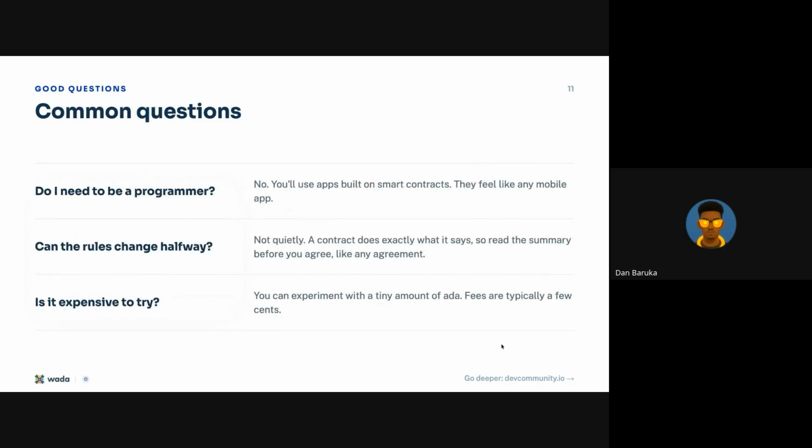Common questions. I know I should maybe ask this question. I know the answers here, but many people feel like smart contracts mean developers. Do you feel the same? I want to hear what you know. When you hear the word smart contract, do you think it's for developers or for technical people? What do you think about smart contracts?